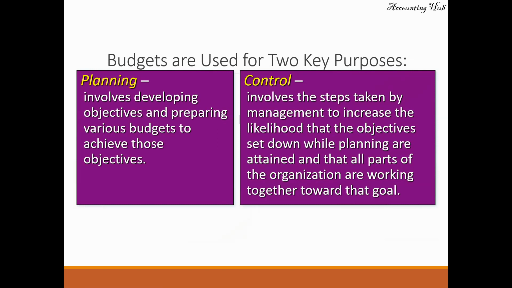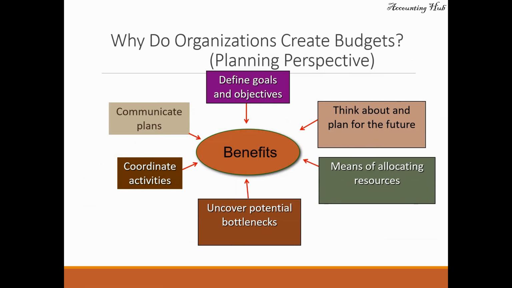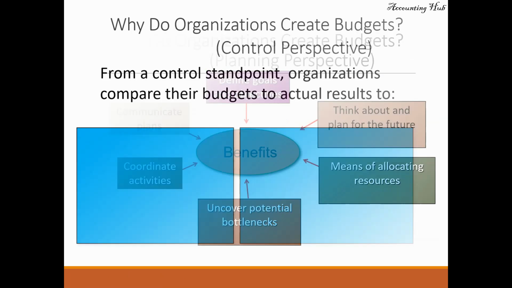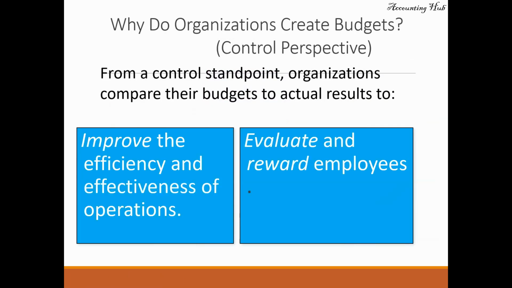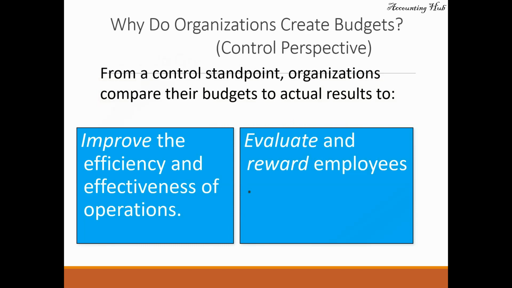So planning and control. On a planning perspective, what are the benefits? Define goals and objectives. Think about and plan for the future. That is very, very important. Means of allocating resources, uncover potential bottlenecks, coordinate activities, and communicate plans. On a control perspective, improve the efficiency and effectiveness of operations, evaluate and reward employees.